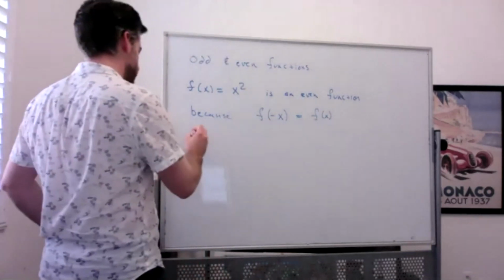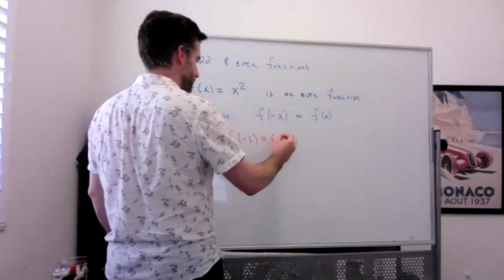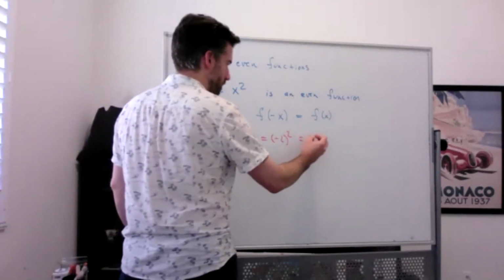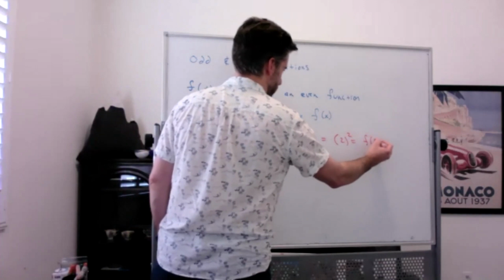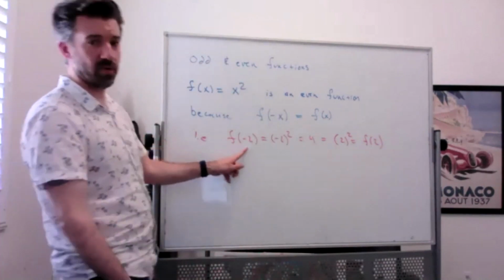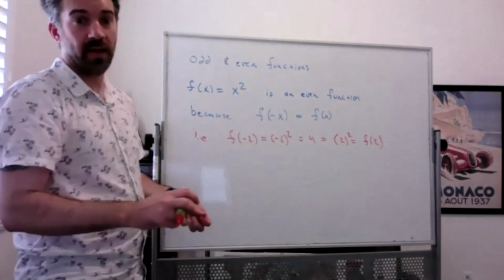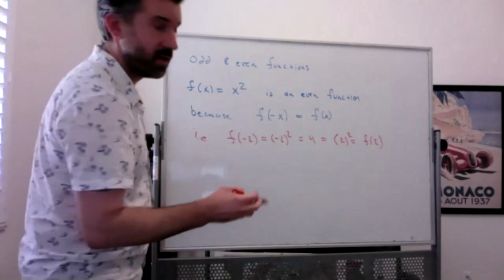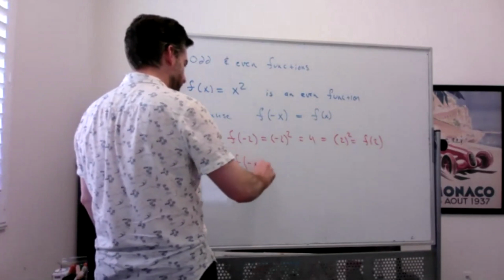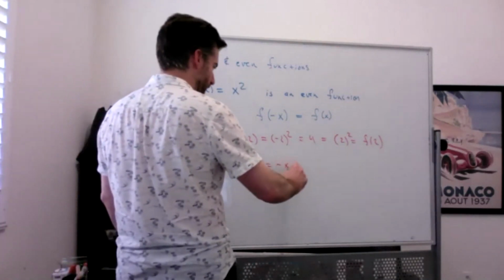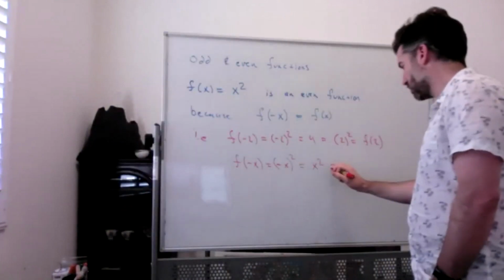For example, f of negative 2 is equal to negative 2 squared, which is 4, and that's definitely equal to 2 squared, which is f of 2. Whether we plug in a negative number or the corresponding positive number, you still get the same result. The way you'd show it's even is by saying f of negative x is negative x quantity squared, which is x squared, which is f of x.